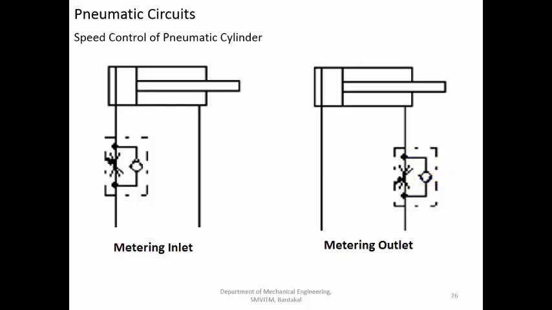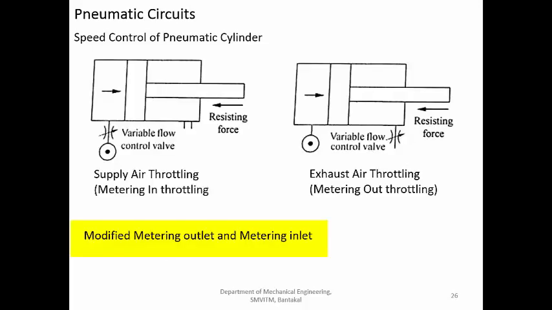So the basic circuitry for speed control in pneumatics and in hydraulics is the same. The logic and the control valves used are also the same for both hydraulic and pneumatic systems. In case of modified metering inlet and metering outlet, it is possible to have metering in control for both extension motion and retraction motion of the piston. We can have metering outlet control for both extension as well as retraction by using a flow control valve and a check valve in the proper manner at both the piston end and the rod end of the cylinder.